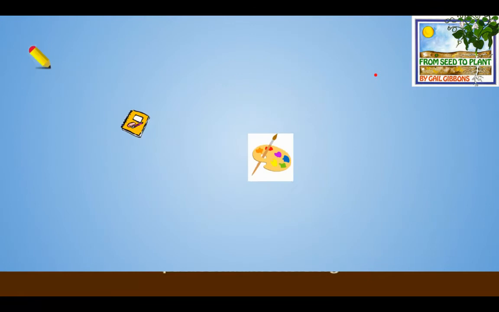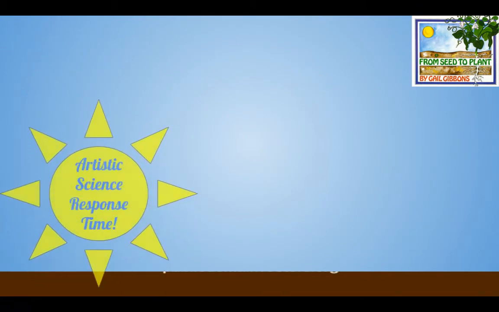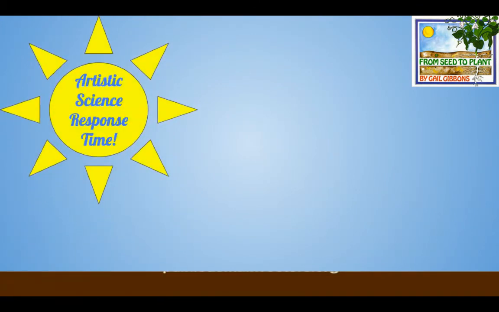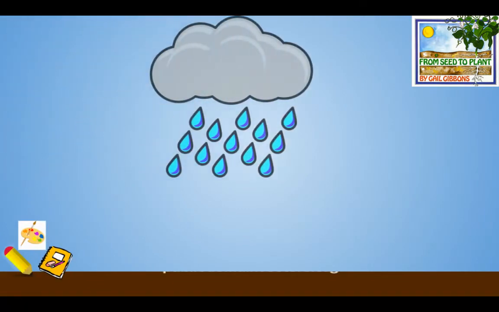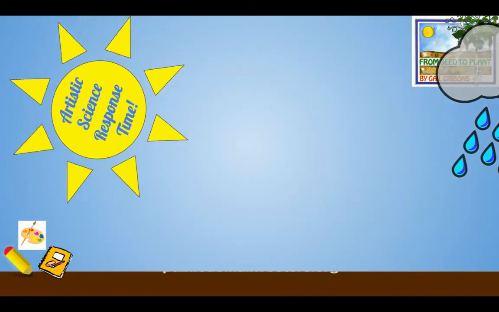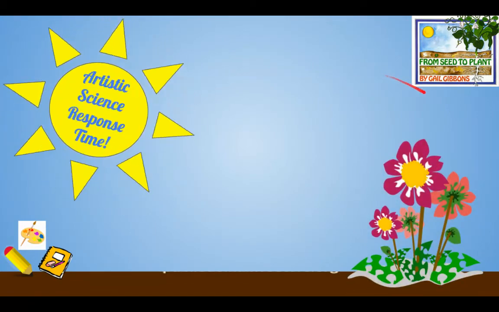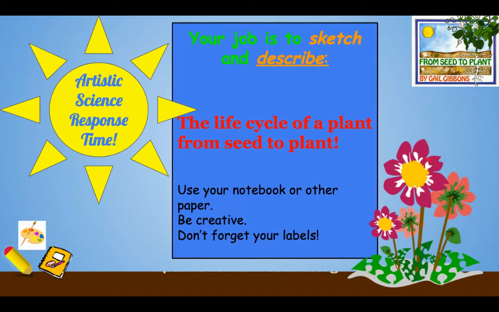All right. Now it's time for artistic science response. Here comes the rain, gonna fall on the dirt, and the sun and the flowers will come. Your job is to sketch and describe the life cycle of a plant from seed to plant. Use your notebook or other paper. Be creative. Don't forget your labels. You could do it in a notebook, or you could make sculptures if you want. I don't care. But send me pictures. I'd love to load up all kind of pictures.